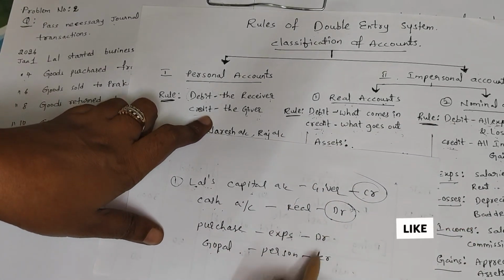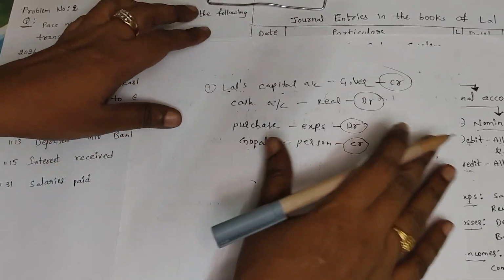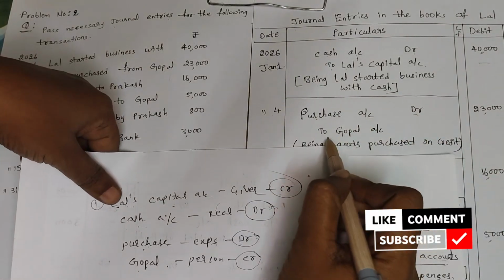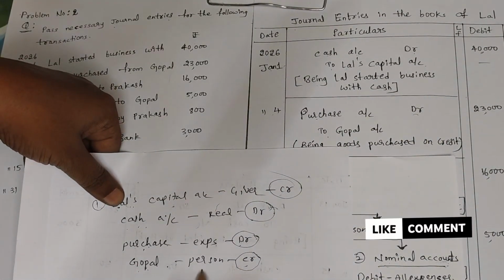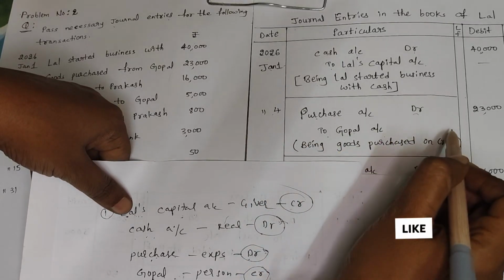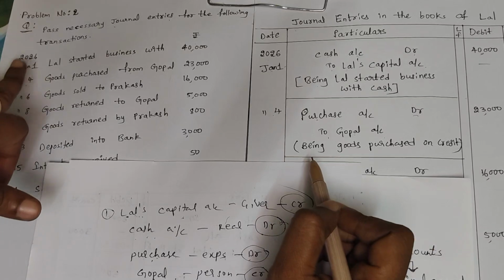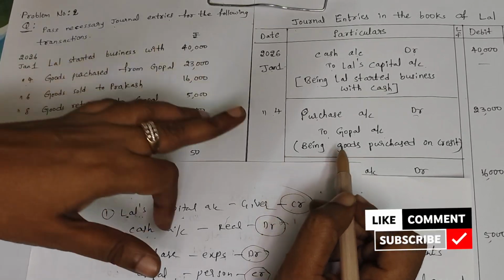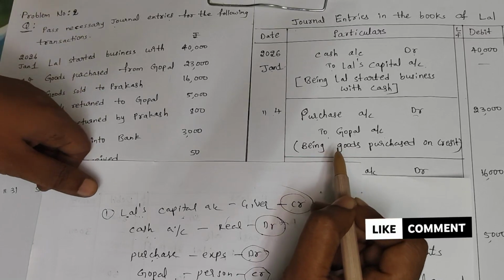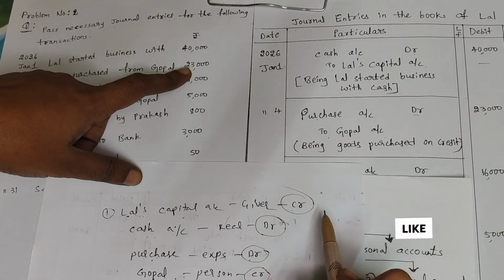How to write the journal entry? First the debit aspect, then we need to write the credit aspect. Let's see here. The debit aspect is purchase, so that is purchase account debit. To, the credit aspect is Gopal, that is to Gopal account. After writing this, you need to write the narration. So how to write the narration? Before the transaction, just write down "being". Being goods purchased from Gopal, or else being goods purchased on credit, because it is a credit transaction. Okay. So 23,000 debit, 23,000 credit.